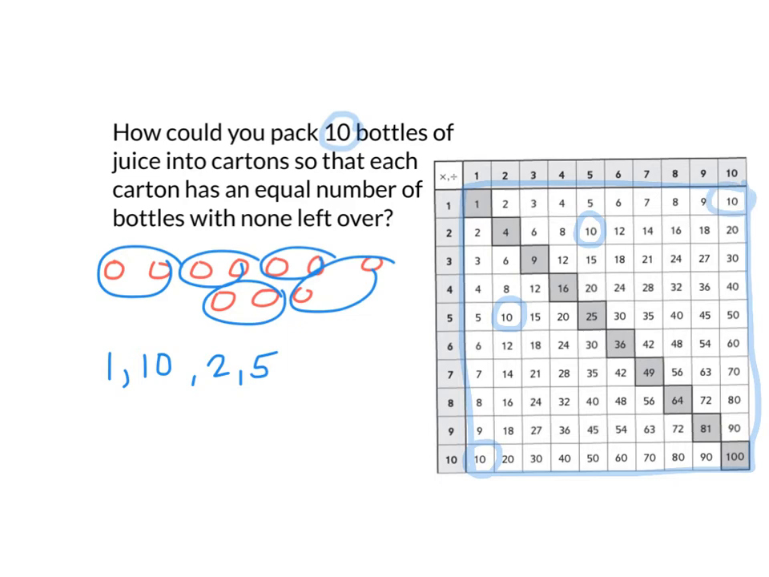And then I can see, how did I get that? Well, I got it by multiplying 5 and 2, 2 and 5, 1 and 10, and 10 and 1. Notice those are my factors. So I can use this multiplication and division table to help me find factors.